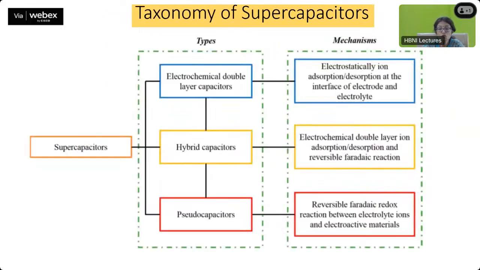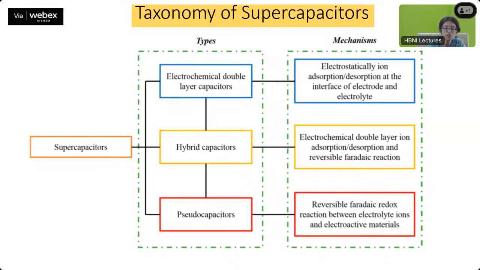So now coming to the taxonomy of supercapacitors, which is the different kinds of supercapacitors you have. One is the electrochemical double layer capacitor. What is this? In this, the mechanism is that electrostatic ion adsorption or desorption happens at the interface of the electrode and the electrolyte. So here it is electrostatic ion adsorption and desorption.